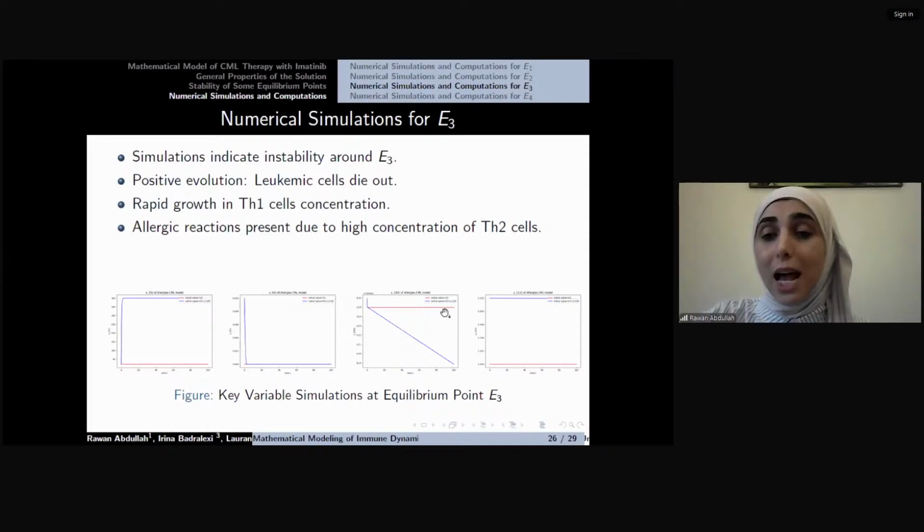And let's move to the allergic part. We can see that the Th2 cells dominate the Th1 cells. So we have a cure of the patient, but also with allergic reactions.